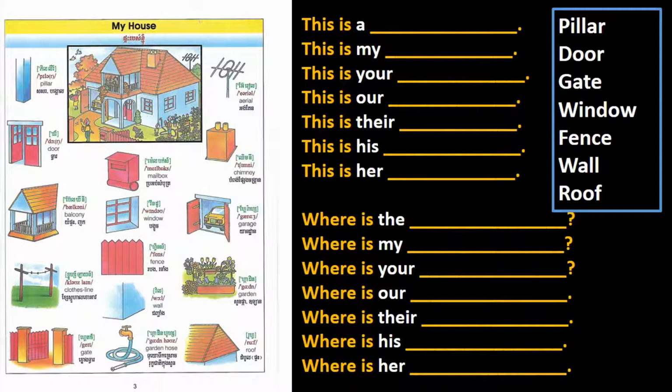This is a, my, your, our, their, his, her. Is this a, my, your, our, their, his, her? Yes, it is. No, it isn't. Where is? It's here. It's there.